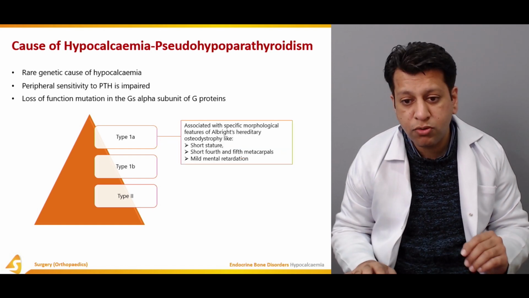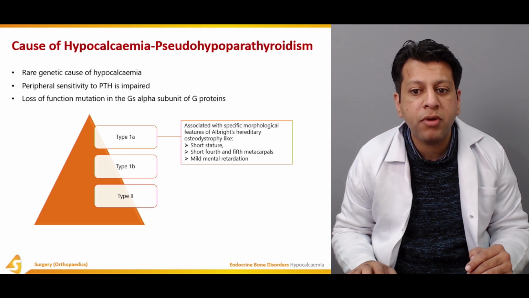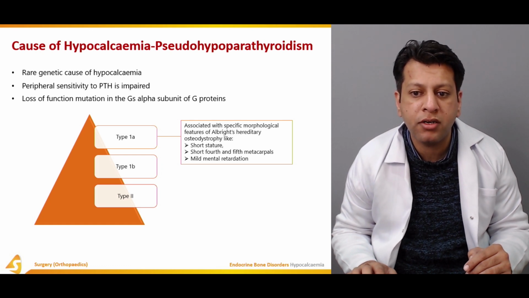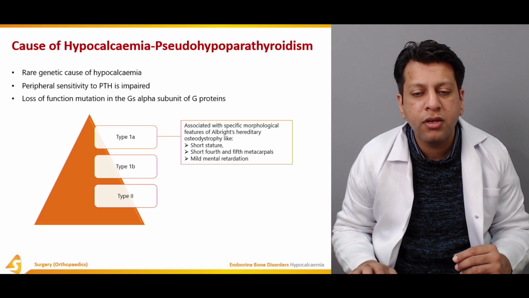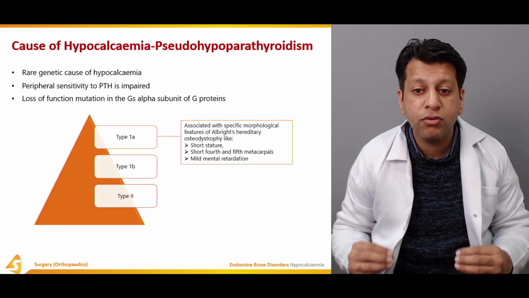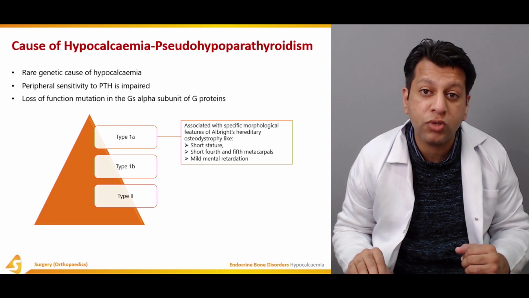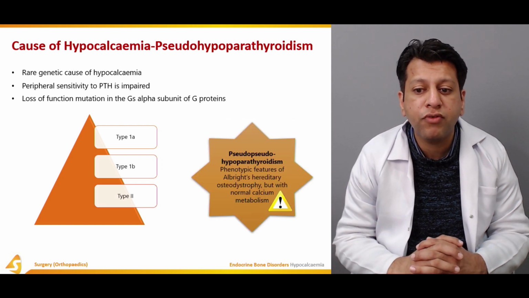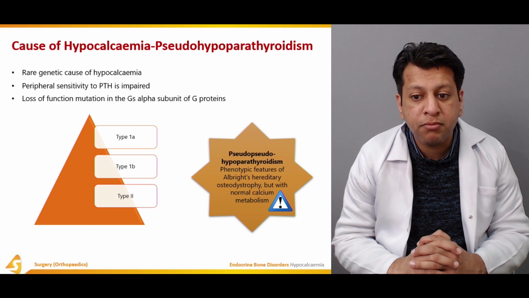Type 1A is associated with specific morphological features of Albright's hereditary osteodystrophy, like short stature, short fourth or fifth metacarpals, and mild mental retardation. Now, this is a very rare genetic disorder. Usually, it is associated with hyperparathyroidism. Although the association of pseudohypoparathyroidism with Albright's is termed type 1A. Usually, in pseudohypoparathyroidism, there are the phenotypic features of Albright's hereditary osteodystrophy, but with normal calcium and normal calcium metabolism.